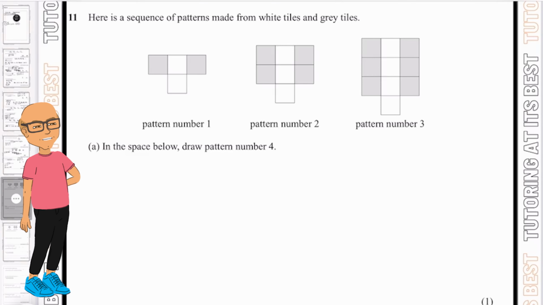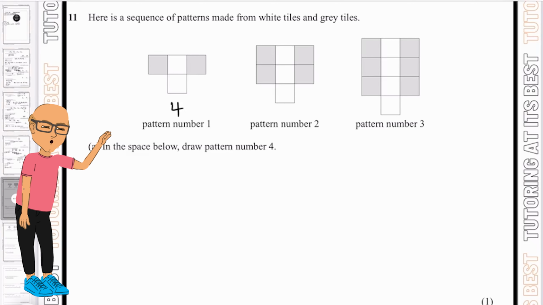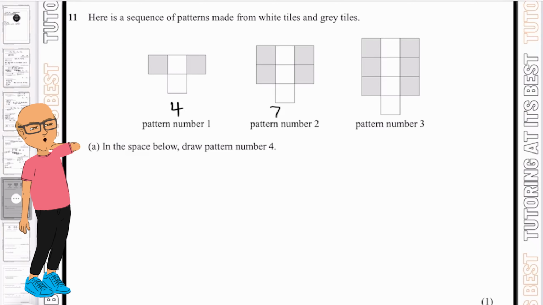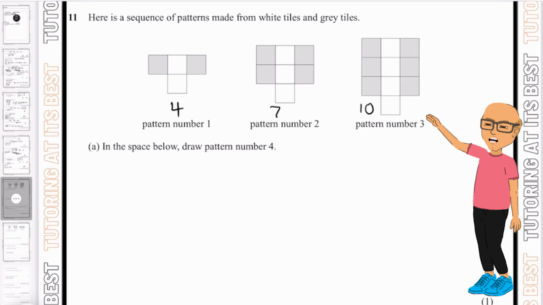So what we're going to do here is count the number of tiles that we have. In pattern number 1, we have 4 tiles. Pattern number 2, we have 7 tiles. And pattern number 3, we have 10 tiles. So now we know it's adding 3 every time.